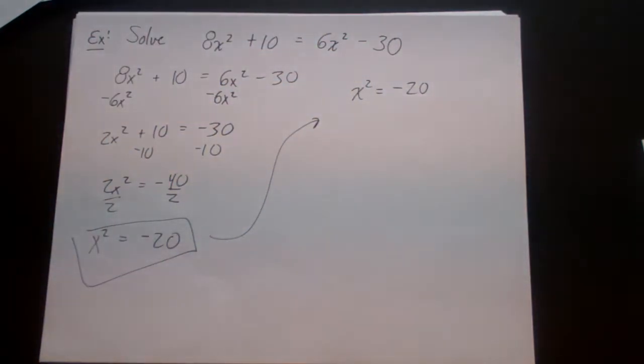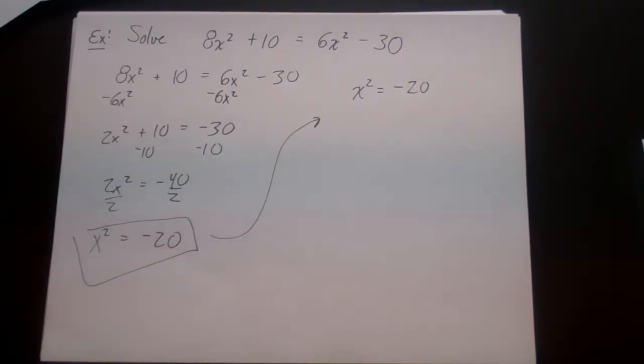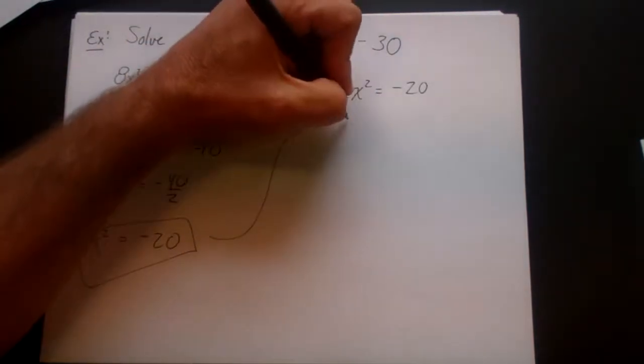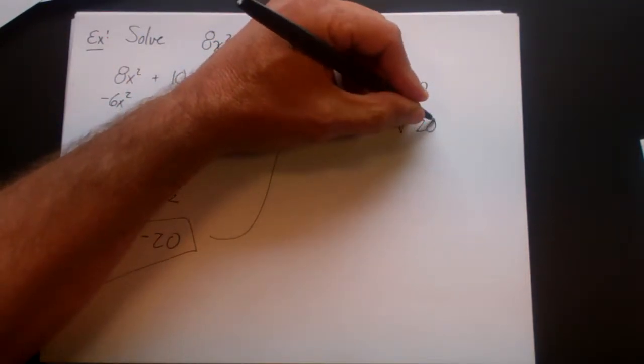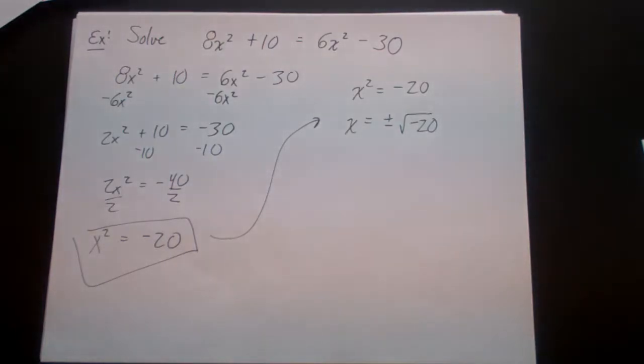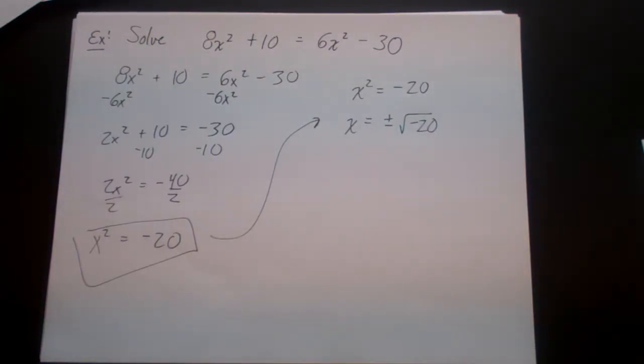Anytime you have a square-root problem with no x term, the first step is you're going to isolate the x squared term. And then the second step is you're going to simplify, you're going to take the square root of both sides. So you get x is equal to plus or minus the square root of minus 20. At this point, you know already that there's no real solution, so you're going to solve for the imaginary or complex solutions, the imaginary solutions.